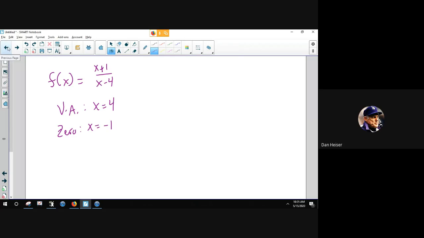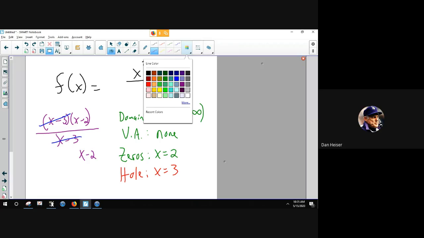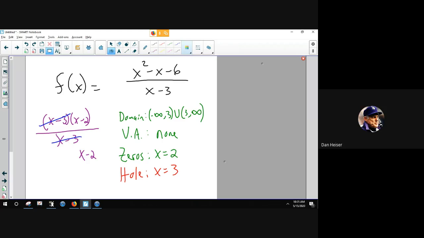Now let me go back here for a moment. I'm going to choose, I want a color that's awful. We'll go with this color. This color is awful. I'm going to choose an awful color for a moment. I want to look at this factored version of our function. Find the zeros. We found x equals 2, and we found x equals 3. Oh, that color is hideous. Perfect.